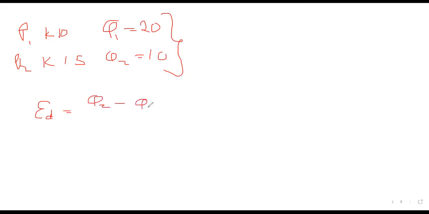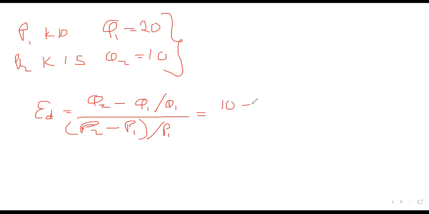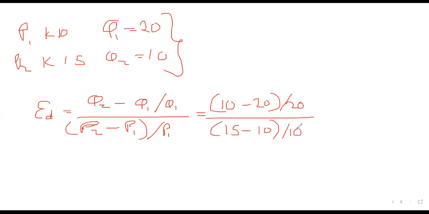So elasticity of demand is what? Q2 minus Q1 over Q1 divided by P2 minus P1 over P1. So what is our Q2 here? 10 minus 20 over 20. Then price elasticity of demand, 15 minus 10 over 10.